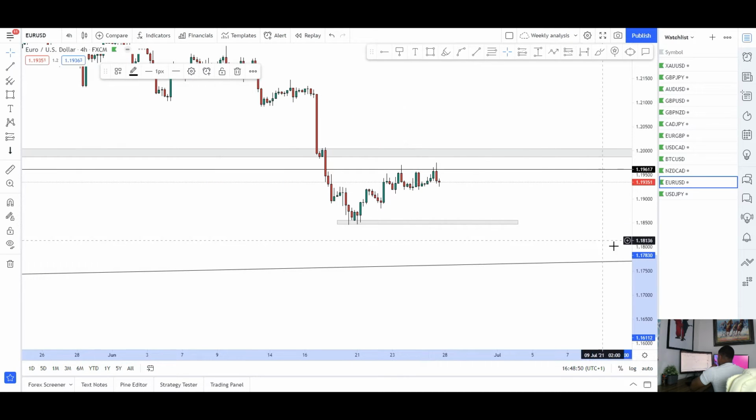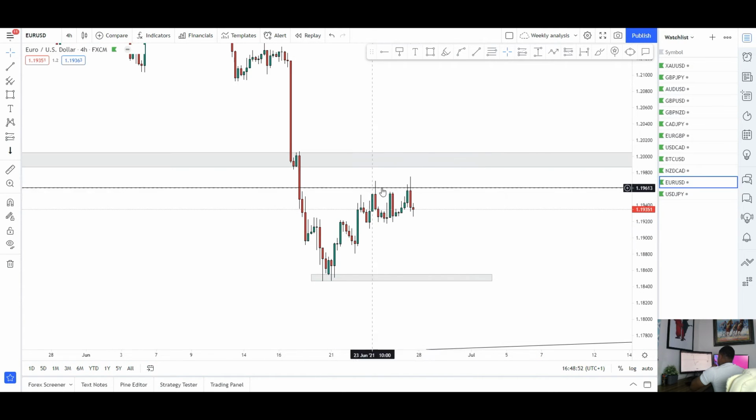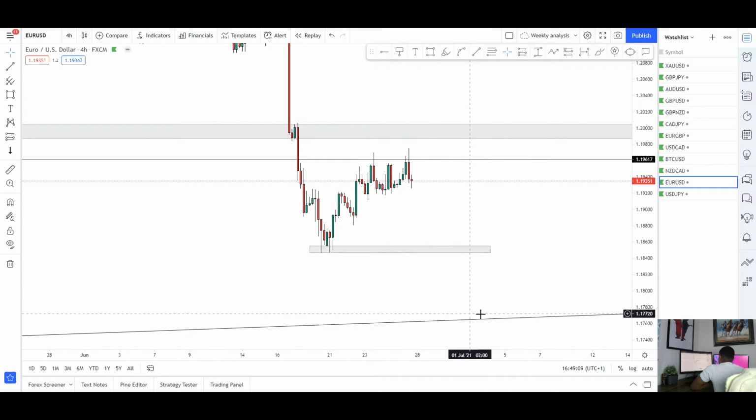So looking for shorts next week, either we reject this area here or we push up to 1.2 and reject that area there as well. Doesn't really matter because we're still looking for those shorts, and if it does push up, it just means our risk to reward is a little bit better. So looking for shorts next week for Euro USD back into 1.18500, and if we can get a break, into 1.18 where that trend line is there on the daily.